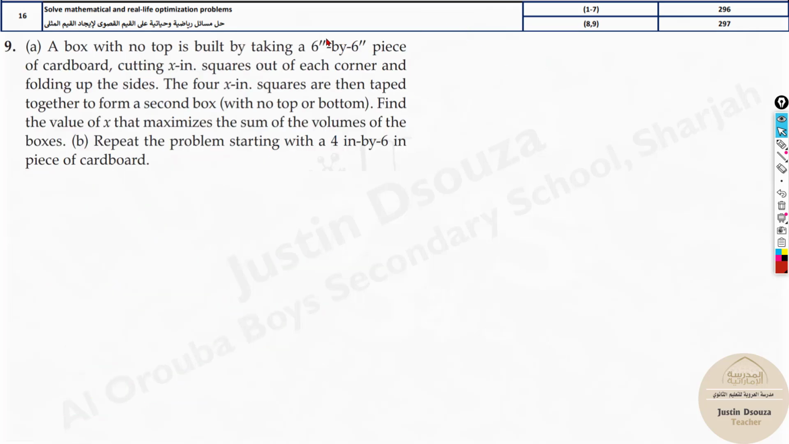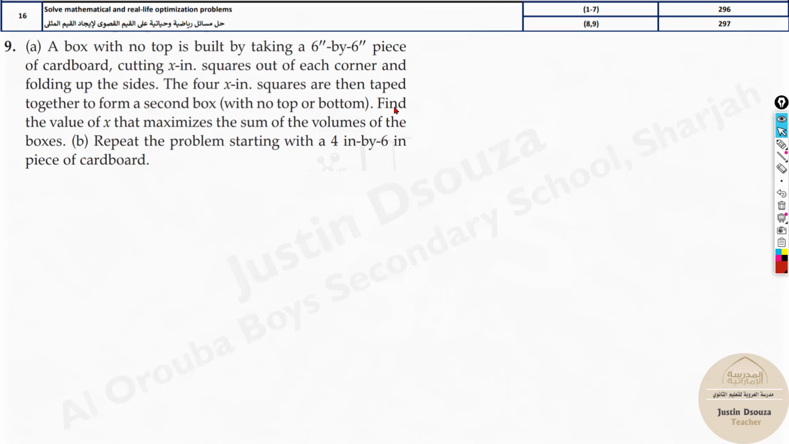And this is the last problem here. A box with no top is built by taking a 6 by 6 piece of cardboard, cutting x inch squares out of each corner and folding up the sides. It's the same thing that we did. The 4 x inch squares are then taped together to form a second box with no top or bottom. Okay, this is interesting. Find the value of x that maximizes the sum of the volumes of the boxes.